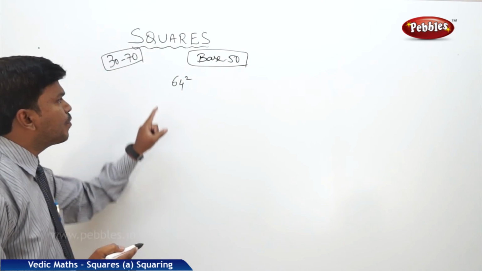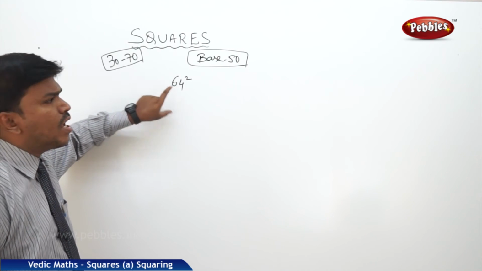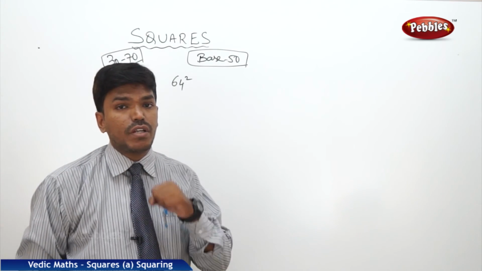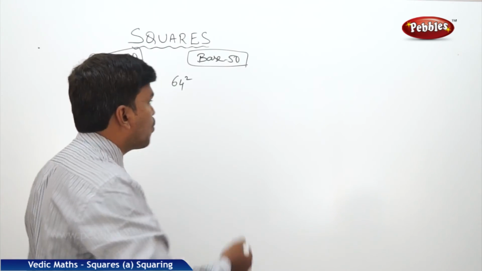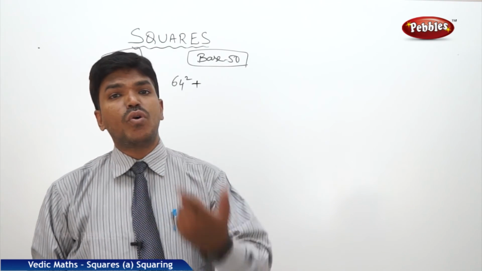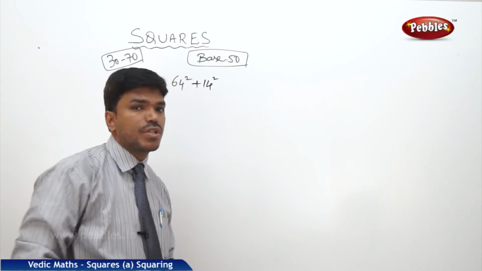Now what we need to do, whatever be the number you want to find out the square. So here we wrote 64. Compare 64 with the 50. Is it more or less? It is more. That's why I'm putting a plus symbol. And how much more? 14. Yes or no? So what is 14 square?